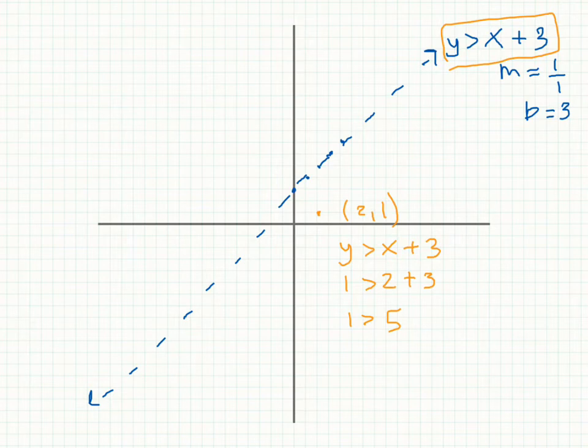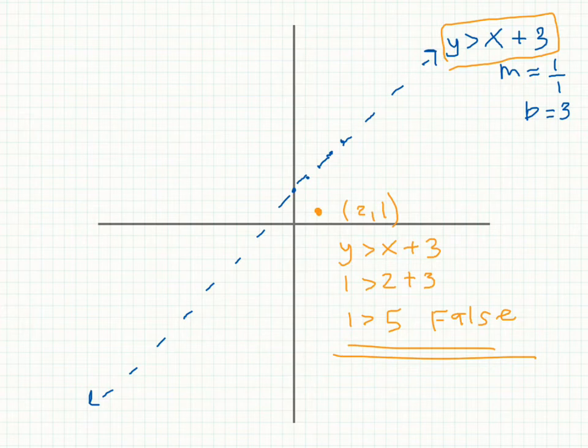Now, ask yourself, is 1 really greater than 5? Well, no, 1 isn't greater than 5. 1 is less than 5. So this is false. If this is false, that means that this point right here, the 2, 1, is not included in the solution set. So we're going to be shading this graph.